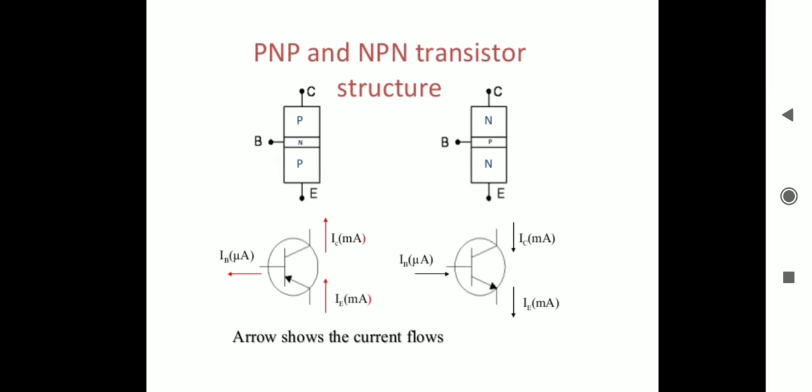In the next lecture we will discuss the NPN transistor, the operation of the NPN transistor, and the diagram for the NPN transistor. Then next is the operation of the PNP transistor, along with the diagram of the PNP transistor.